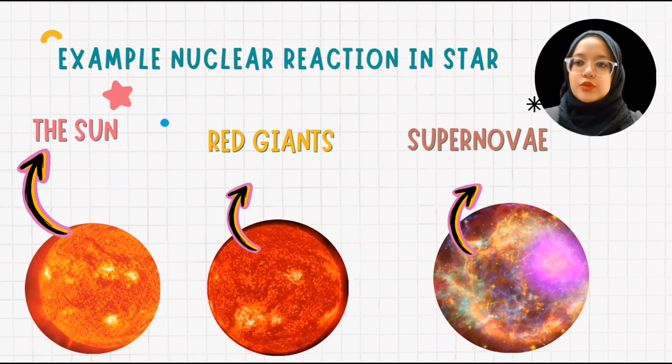Third is the supernova. A supernova is a massive star undergoing successive stages of nuclear fusion, leading to the production of elements up to iron. The core collapse during a supernova releases tremendous energy and enables the synthesis of heavy elements through the rapid neutron capture process. This example showcases the diversity of nuclear reactions in stars and their role in stellar evolution and element synthesis.